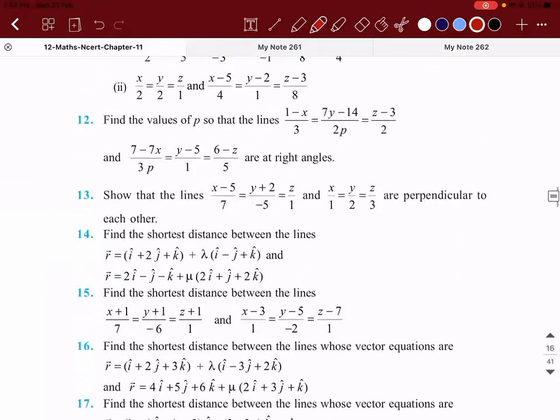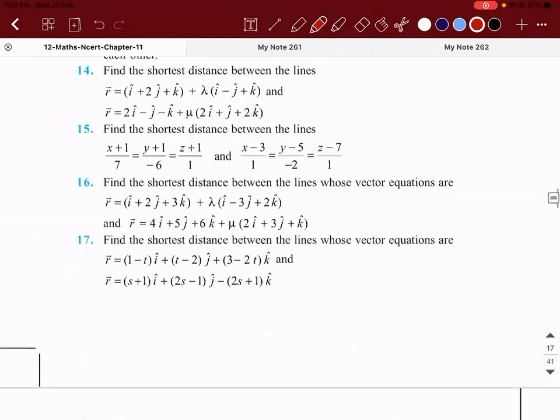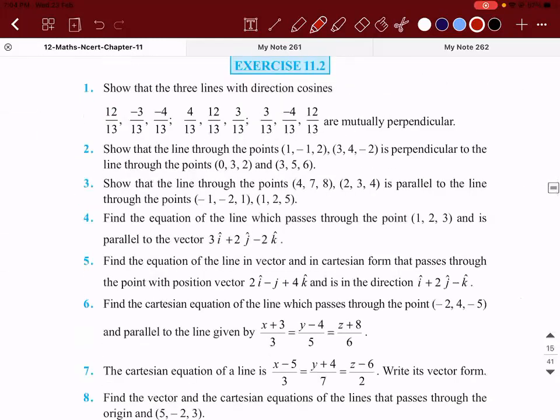Now, tell me one thing, will you guys be able to solve these problems if I give you hints? Yes, sir. Okay. First one, show that the three lines with direction cosines are mutually perpendicular. So what am I supposed to do? Find L1 L2 plus M1 M2 plus N1 N2, and if it comes out to be 0, then they are mutually perpendicular. So this is L1, M1, N1, L2, M2, N2, L3, M3, N3. So find between all the parameters and then you will get the answer.